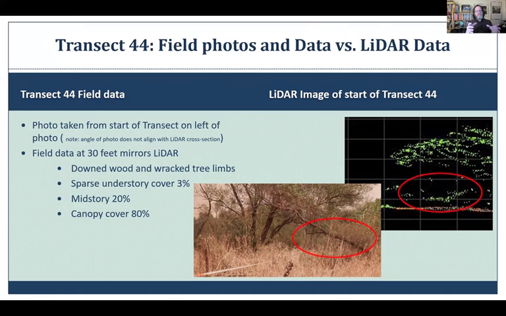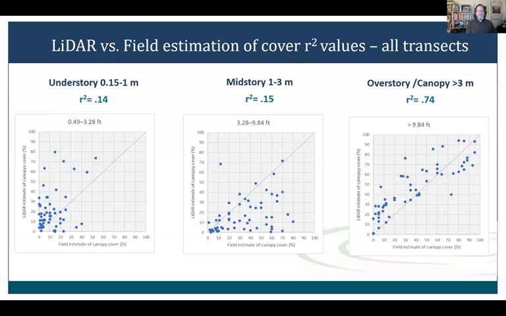I should mention the photo and the cross-section don't align exactly, but the ovals give you a general area of comparison between the two. There was a sparse understory cover measured in the field at just 3%. You can see on the LiDAR image, there's really not much understory cover being picked up. Mid-story cover was about 20%, which looks about right if you look at the LiDAR image. And then the taller canopy cover was 80%. So here's an example of pretty good correspondence between the two.